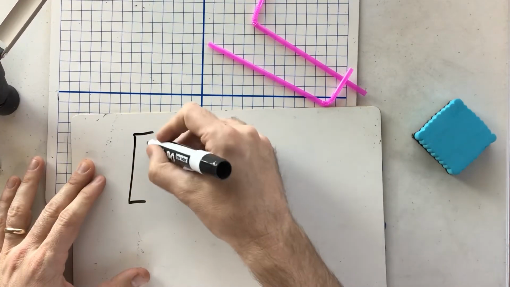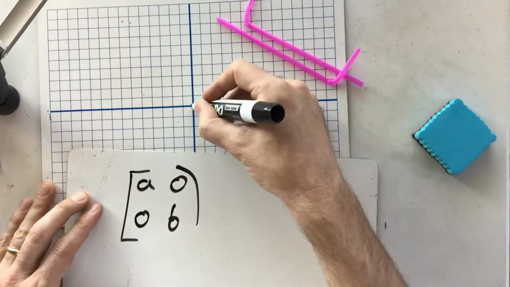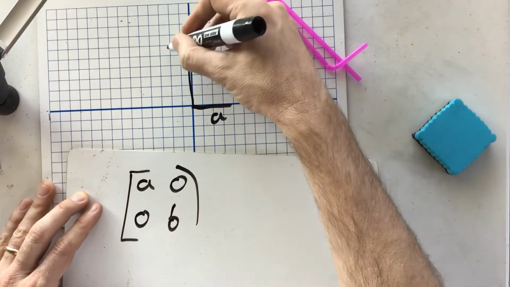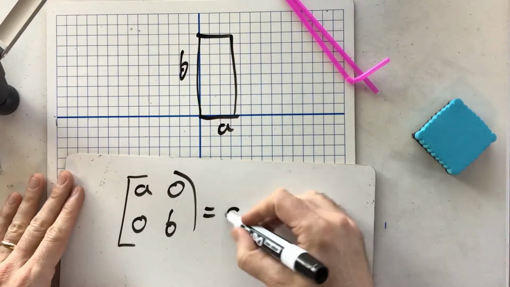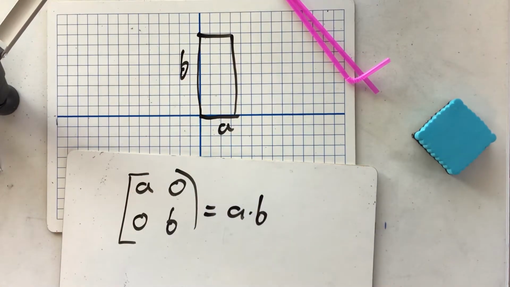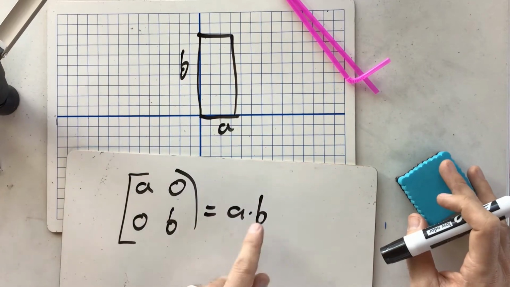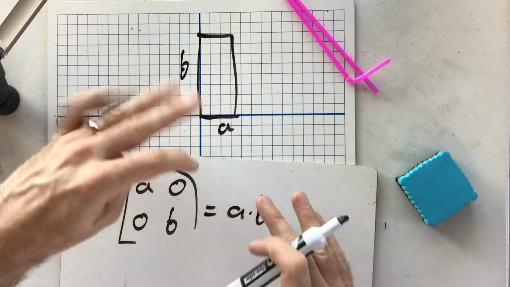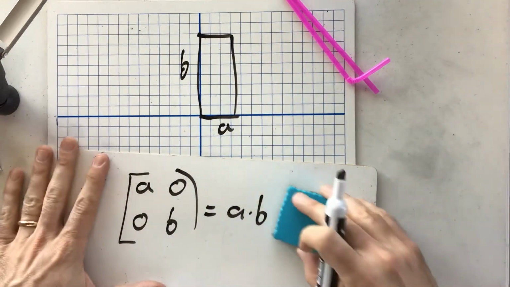And by the way, a rectangle is a really simple matrix. A rectangle matrix would look like this, A 0, 0 B, because we would go A in the x direction and B in the y direction, and then this determinant is A times B, which is length times width, and gives you exactly the result that we expected. So notice, for rectangles the determinant gives us the area, and any shape that's not a rectangle, you can transform into a rectangle without changing the determinant.